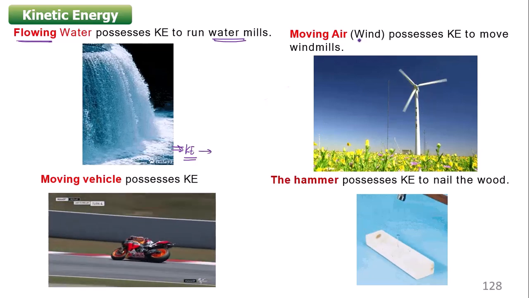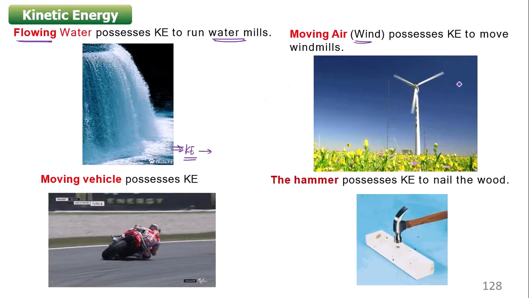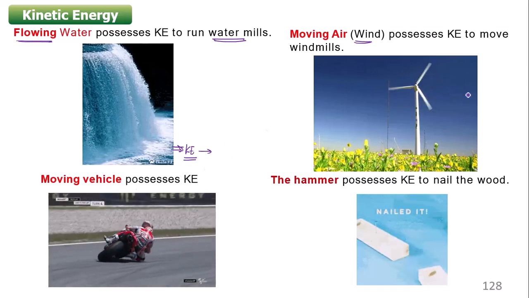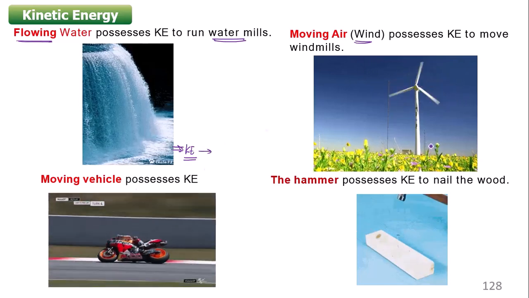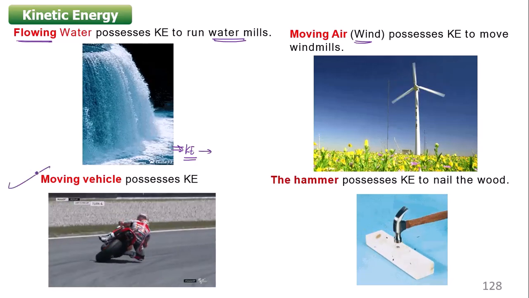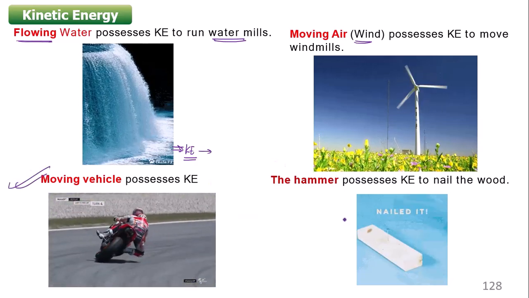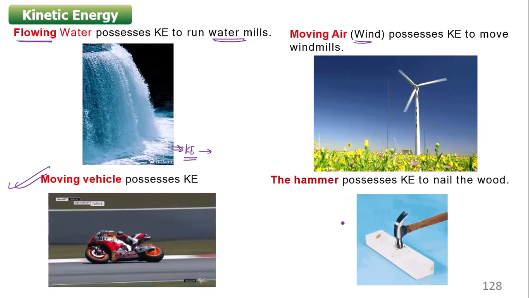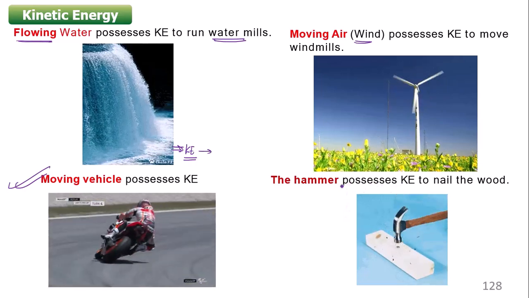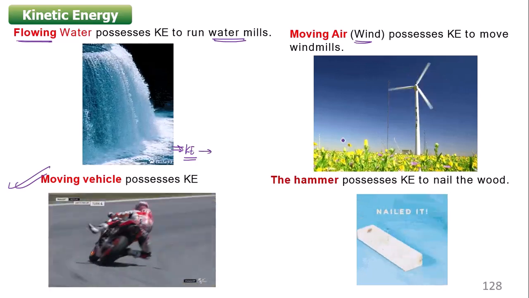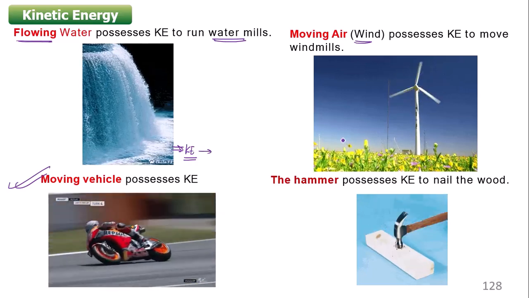Now moving to the wind turbine. Whenever the wind is moving, the wind has some kind of kinetic energy. That kinetic energy is utilized to run the wind turbine. Similarly, a moving vehicle has kinetic energy. Similarly, once we place the hammer on the nail, the nail moves downward, which means the moving hammer has kinetic energy that is transmitted to the nail itself. So whenever bodies are moving, the energy they have is kinetic energy.